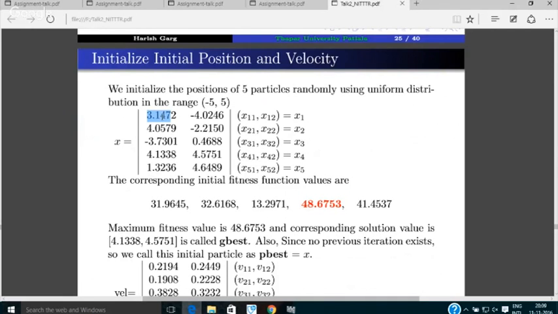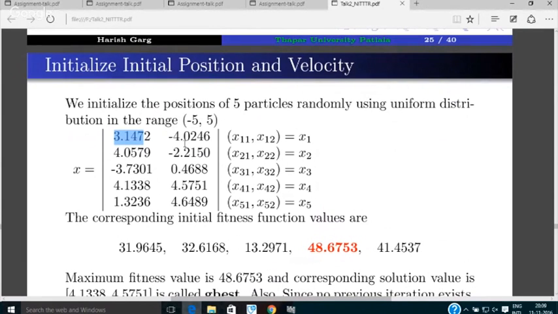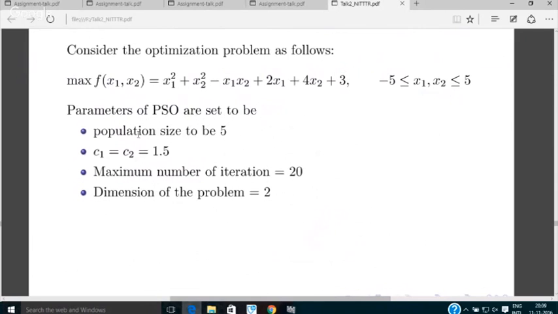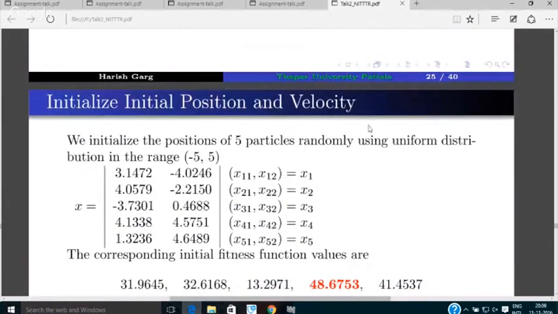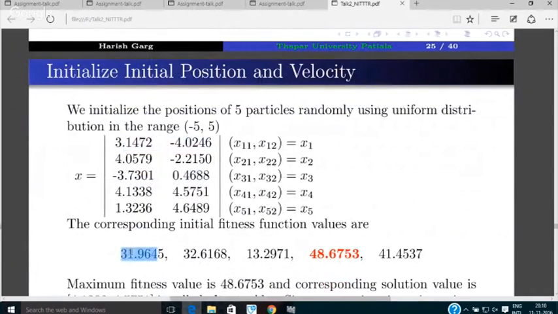The first column is x1 and the second column is x2. Substitute 3.1472 as x1 and -4.0246 as x2 in the objective function: x1 squared plus x2 squared minus x1 x2 plus 2x1 plus 4x2 plus 3. So 3.1472 squared plus (-4.0246) squared minus the product of the two, plus 2x1 plus 4x2 plus 3 gives 31.9645. That is the fitness value corresponding to the objective function, whose decision vector is 3.1472, -4.0246.